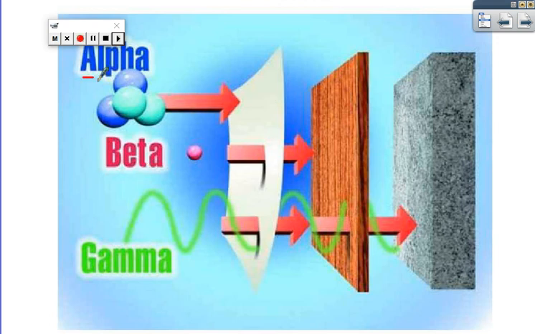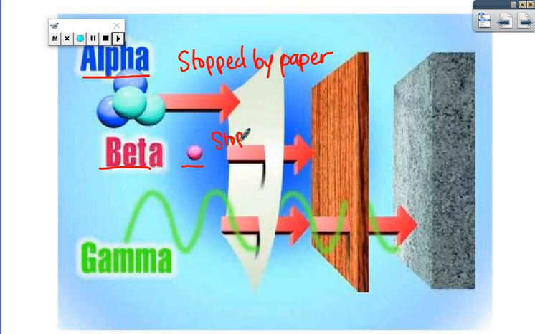So alpha is stopped by paper, or almost anything. Beta are your electrons. Those can actually go through paper, but will be stopped by wood and medium thickness substances.